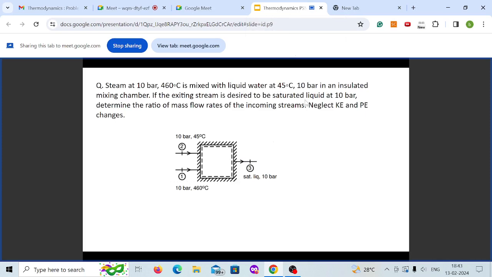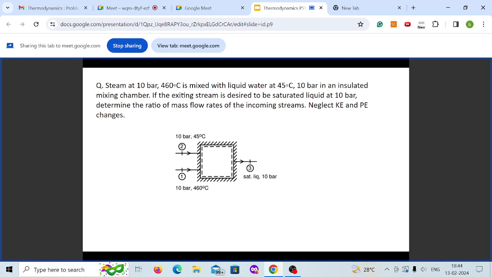So going on to the next problem, we have an insulated mixing chamber. You are mixing two fluids. One is steam, which is at 10 bar and 460 degrees Celsius. This is getting mixed with liquid water, which is also at 10 bar, but the temperature is 45 degrees. So now you are mixing liquid water and steam, which are at different temperatures, in a mixing chamber, and then you are taking away the mixture, which is coming out as saturated liquid, which is a saturated liquid corresponding to 10 bar.